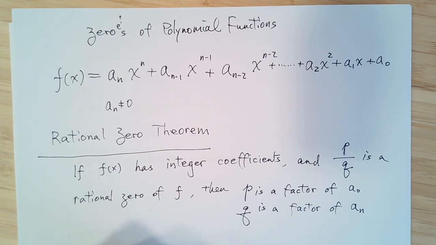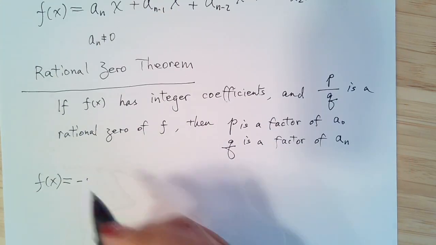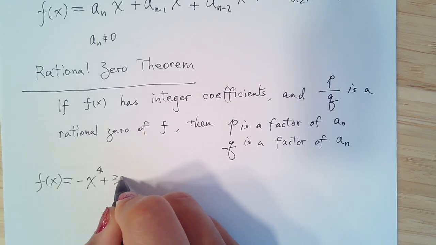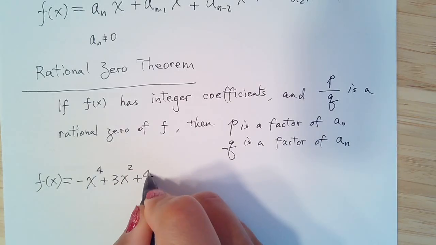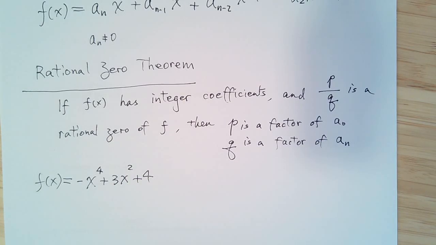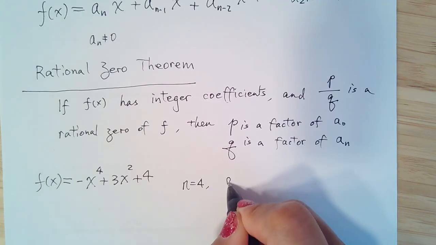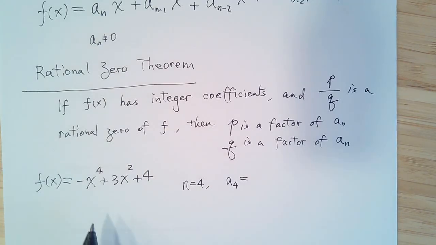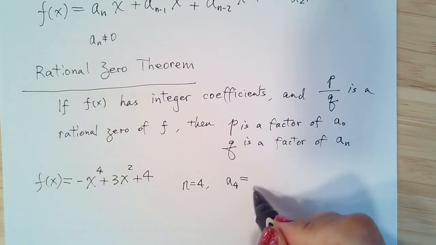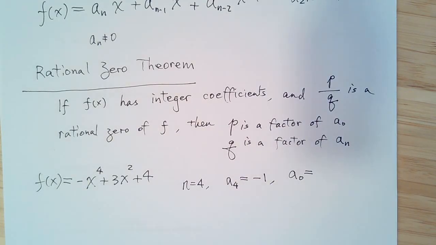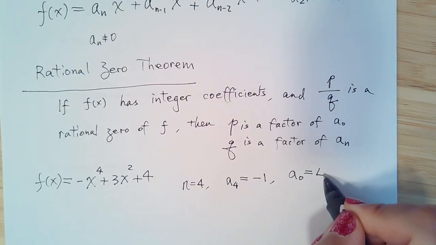Okay, I'll give you one example. f of x equals negative x to the fourth plus 3x squared plus 4. Now, I ask you, what is the degree of this polynomial? Which is 4. So n is 4. And our a4 is what? a4 is the coefficient of the leading term, so that's negative 1. And what about a0, the last one? The constant term, that is 4, isn't it?